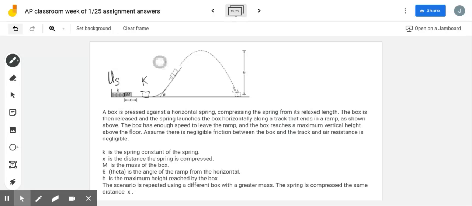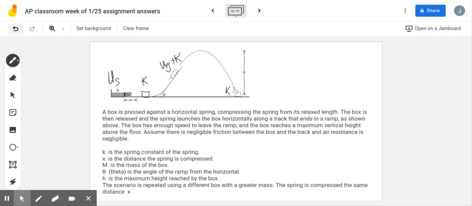So if you see here, this would have some U_G plus K, which is the type of energy it would have right until just about when it hits the ground. Then it's pretty much totally kinetic energy, right? Like right above the ground.